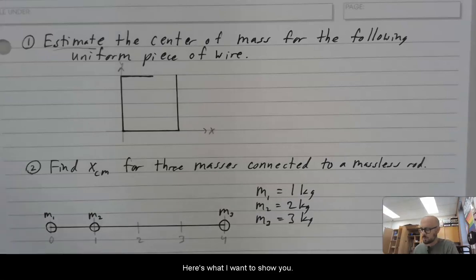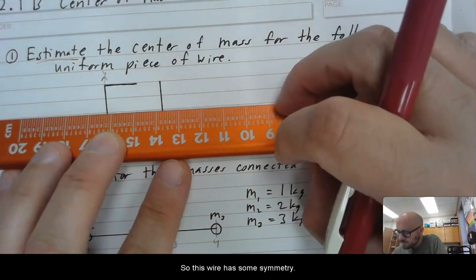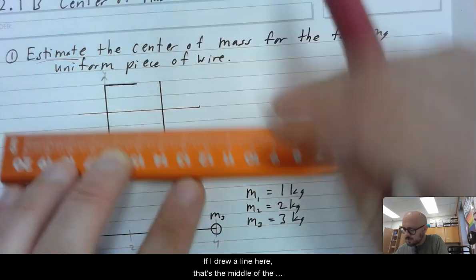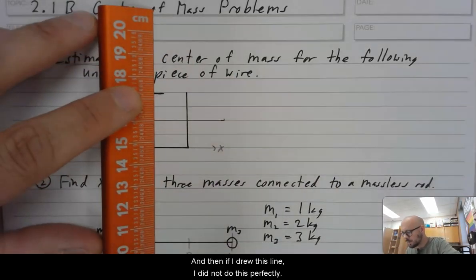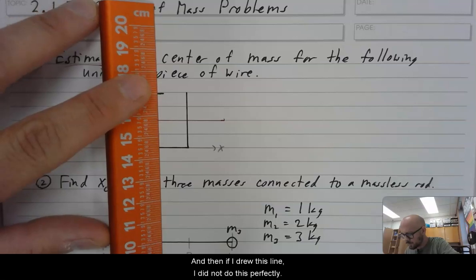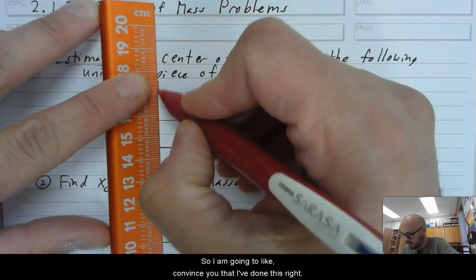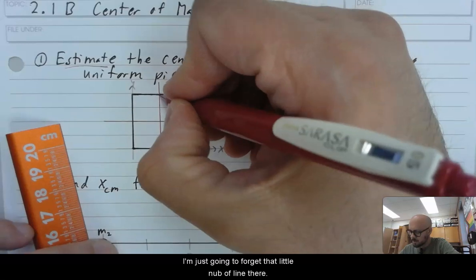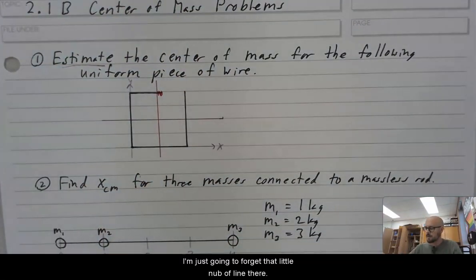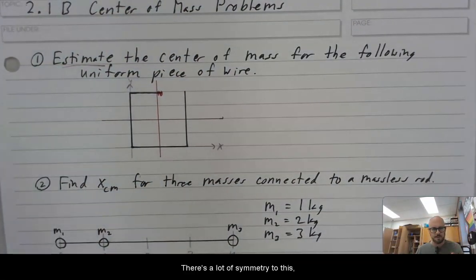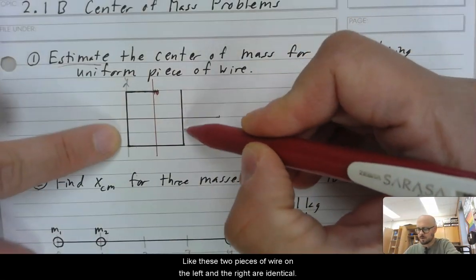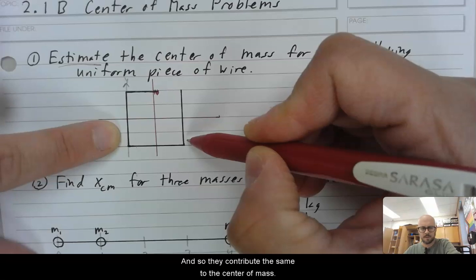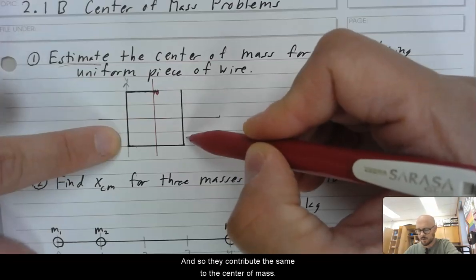Here's what I want to show you. So this wire has some symmetry. If I drew a line here, that's the middle of the object. There's some symmetry going on there. And then if I drew this line, I did not do this perfectly, so I'm just going to forget that little nub of line there. There's a lot of symmetry to this, but there's some missing symmetry, right? These two pieces of wire on the left and the right are identical, and so they contribute the same to the center of mass.